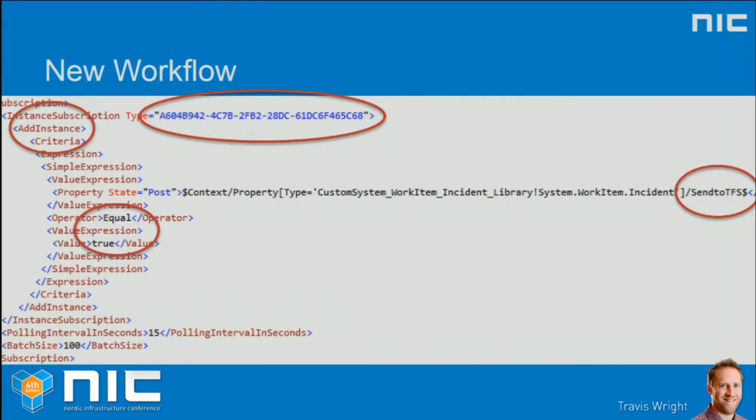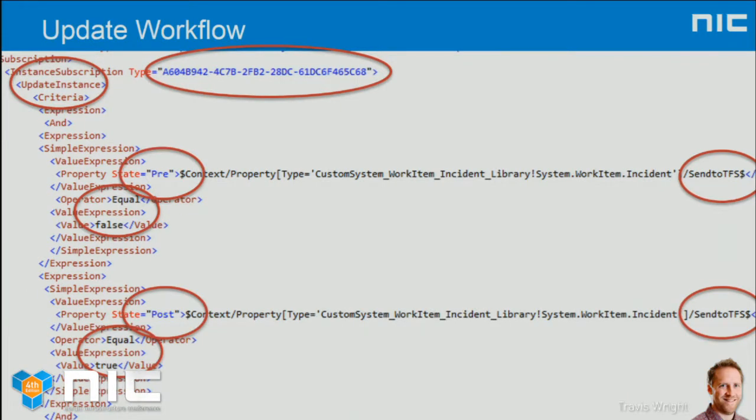So in the management pack XML, it looks like this. The first big circle that we see here is the ID of the incident class. So we're subscribing to instances of the incident class that are added. That's the add instance element here. And we're looking for the send to TFS property value to be equal to true. So that's how we set up the trigger condition for this particular workflow.